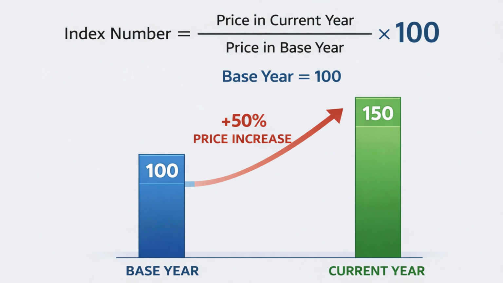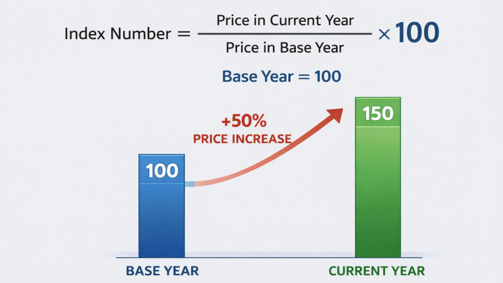The base year index is always 100. So if the index is 100, no change. Greater than 100 means increase. Less than 100 means decrease. So index numbers help us understand relative change rather than absolute values.